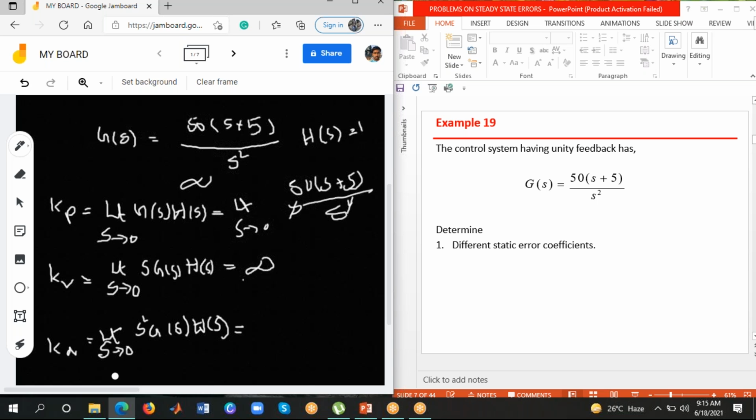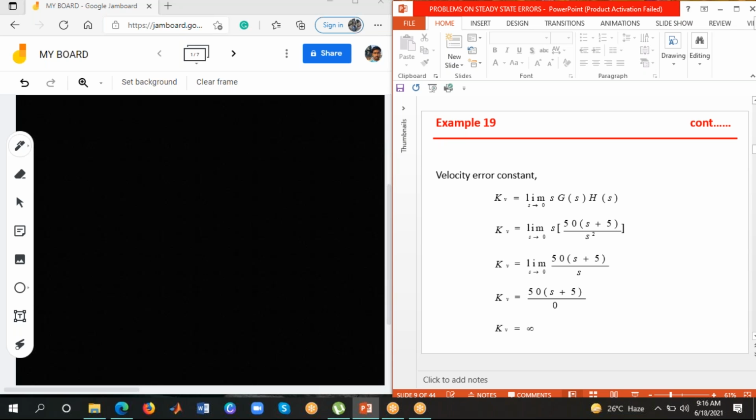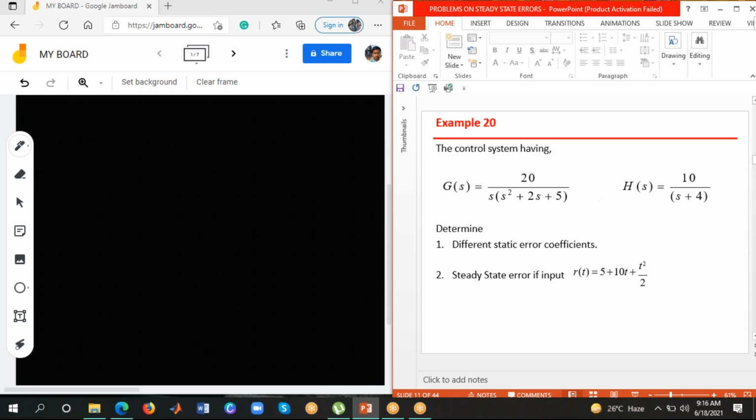And the third one, if you apply the acceleration error constant, s square gets cancelled, then you will get 50 into 0 plus 5. So 50 into 5 is 250. So these are the values of the error constants for the given open loop transfer function having unity feedback. Right, so this is the Kp value, Kv value, and Ka value.